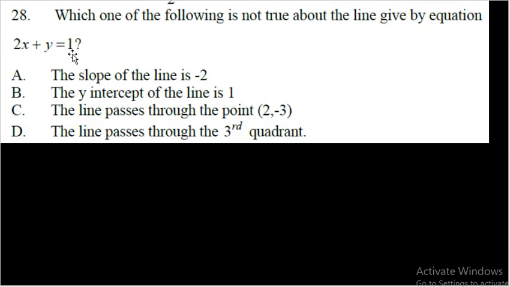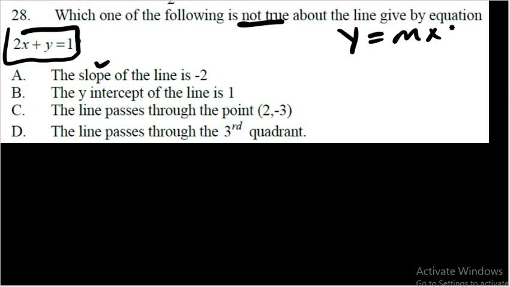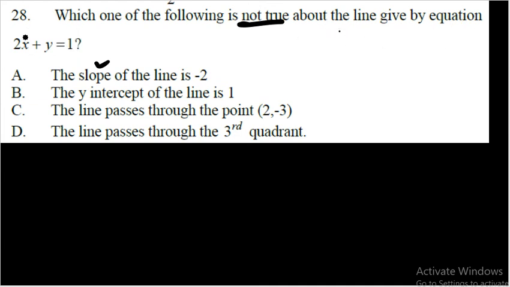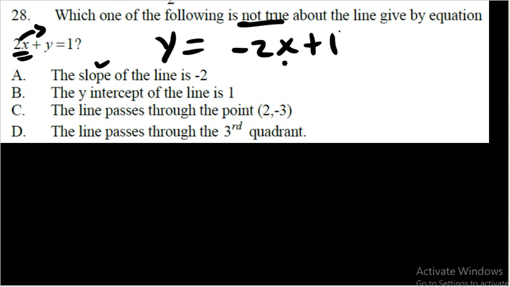The next question says 2x plus y equal to 1. Which one of the following is not true about the line given? So the first one is talking about the slope. To get the slope, first the equation of the line has to be written as y is equal to mx plus b. In another way, y must be the subject. Try to make the y alone. For that matter, shift the 2x to the other side. When you shift it, y is equal to negative 2x plus 1, because it was positive here. When you shift it to the other side, it will be negative. So what is the slope? Negative 2. The slope is negative 2, correct.